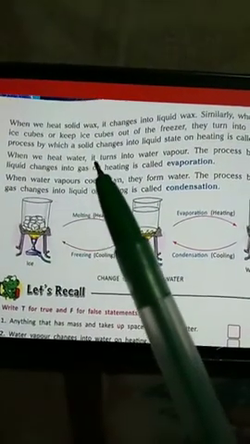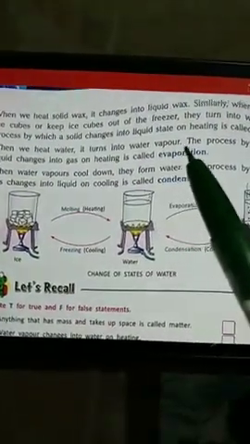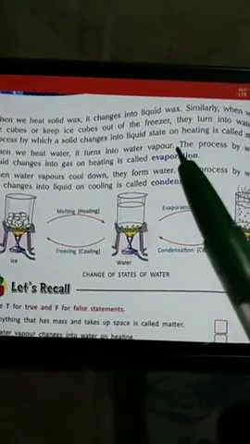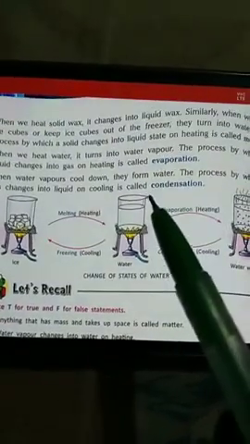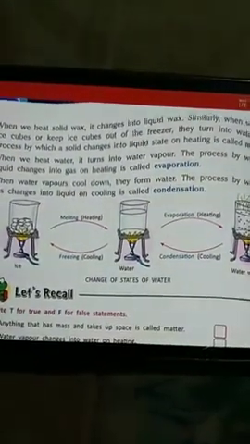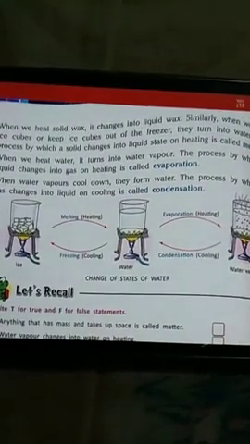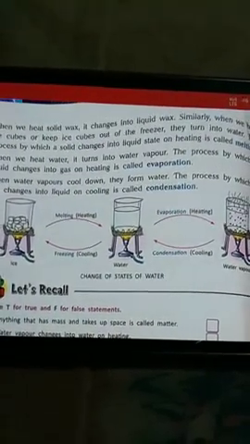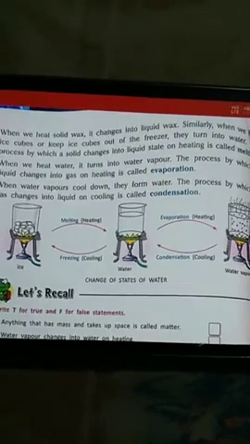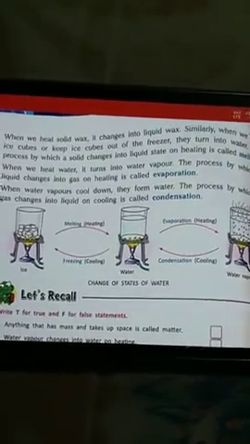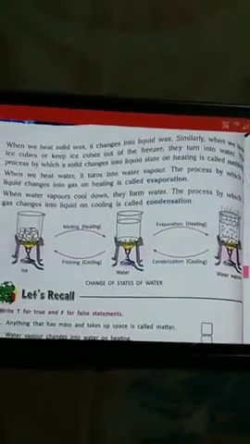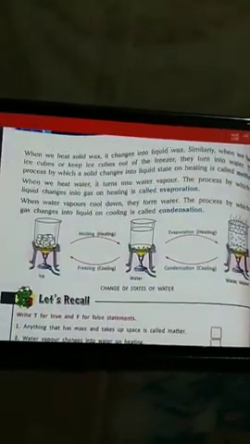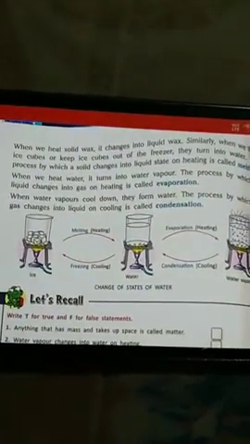When we heat water, it turns into water vapor. All of you must have seen your mother boiling or heating water. What happens after some time of boiling? The water which is present inside the container changes into water vapor. This water vapor is the gaseous state.